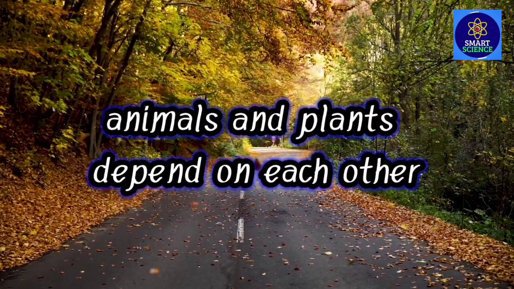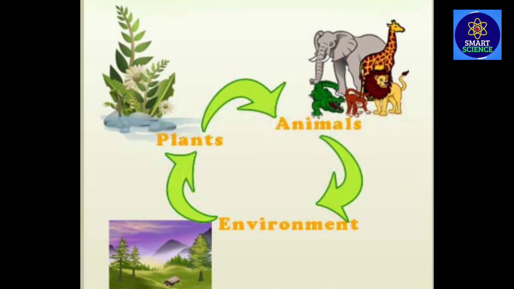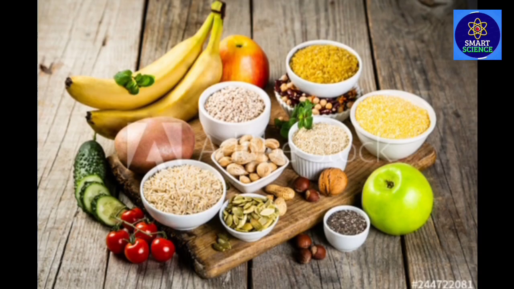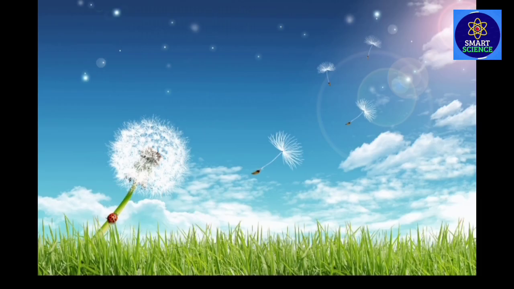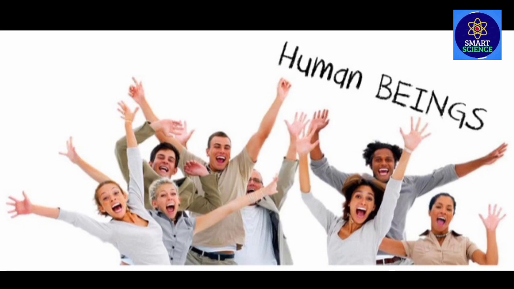Now we shall know how animals and plants are dependent on each other. Green plants provide food to human beings and animals in the form of vegetables, fruits, nuts and grains. So animals cannot live without this food. Plants also release oxygen during photosynthesis and freshen up the air. Oxygen is used for breathing by animals and human beings.